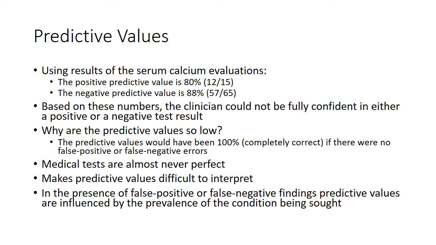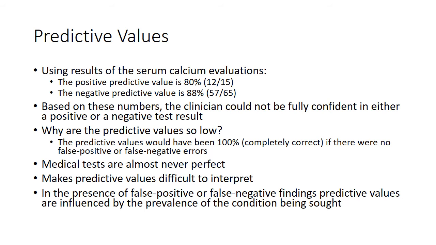So if we were to look at the serum calcium elevations, we can see that our positive predictive value is 80%, or in this case 12 divided by 15, so 12 being all the people who had a true positive result divided by all the individuals with positive test results. And then negative predictive value is 57 divided by 65, or the true negatives divided by all the people who had negative test results, again including the false negatives and the true negatives. So looking at this, we can see that the positive predictive value is 80% in this case, and the negative predictive value is 88%. Ideally, we want as high values for these as possible.